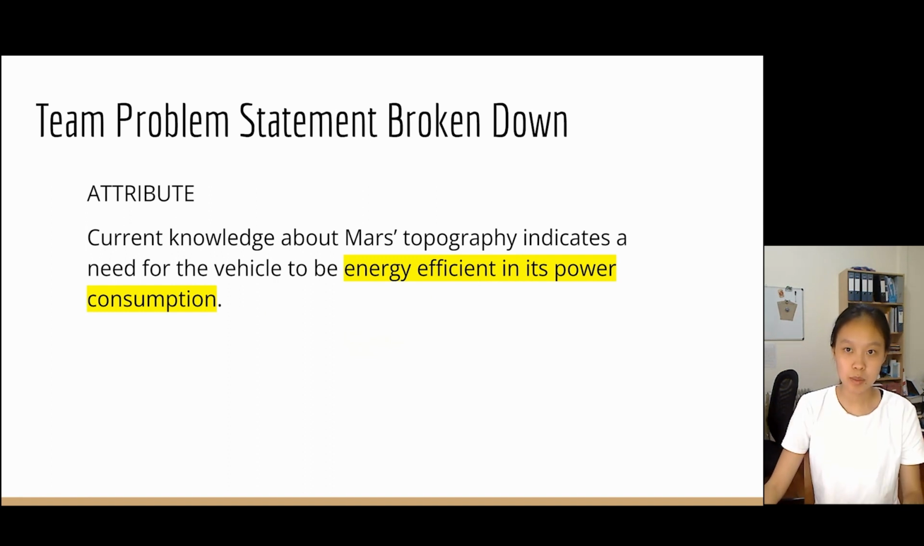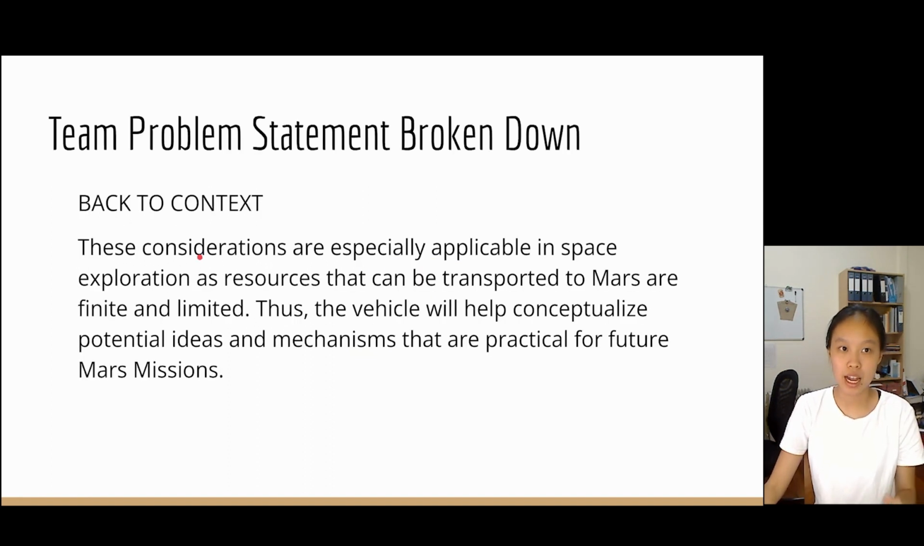Finally, the last section pertains to the reasons why the previous attributes and objectives were included. This is done by relating them back to the context and problem itself, that is, creating a vehicle to help colonize Mars. It also reminds us of who the client might be, the space agencies. Overall, our team problem statement is a thorough guide to our future designs as it covers the necessary information of the problem without implying solutions, bias, or errors. This adheres to the standards set out in our engineering design textbook.